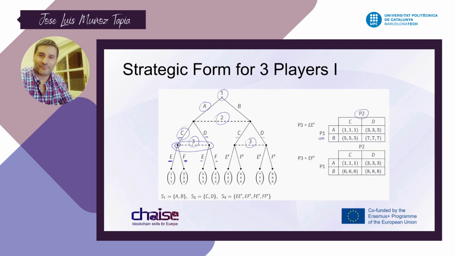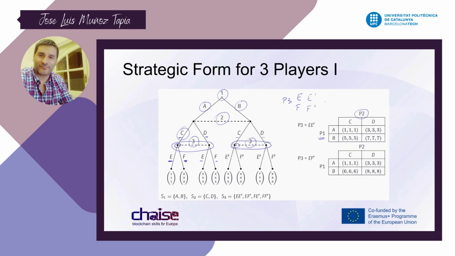So in the first decision, in the first information set, player three can play E or F. Then we have another information set: when player one plays B, player two plays C or D, we don't know. At this moment, player three can play A prime or F prime. In this information set, player three can play E prime or F prime. So in the second information set, this one can play F prime or E prime.